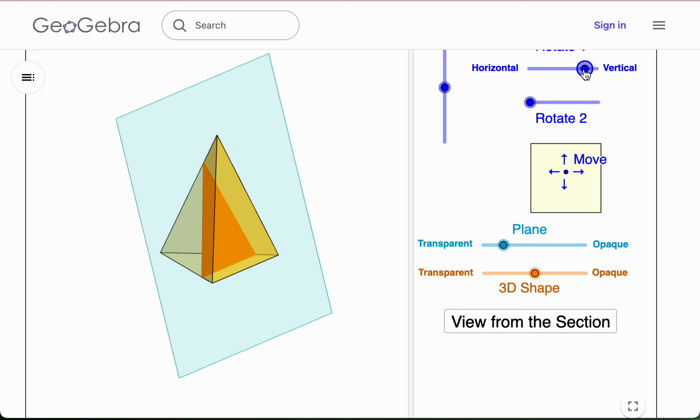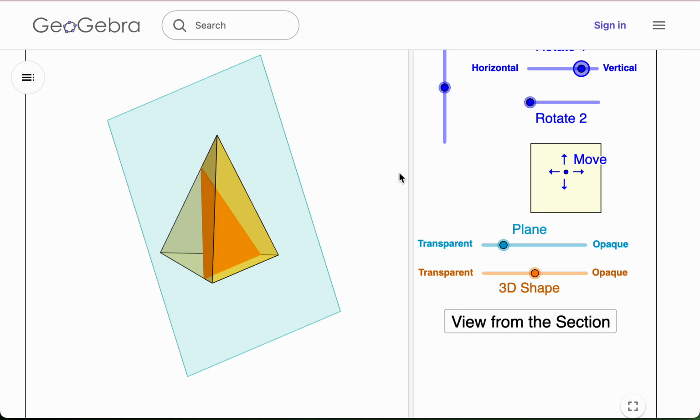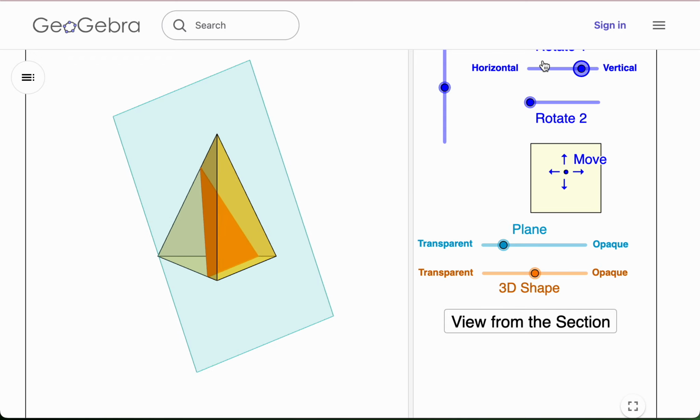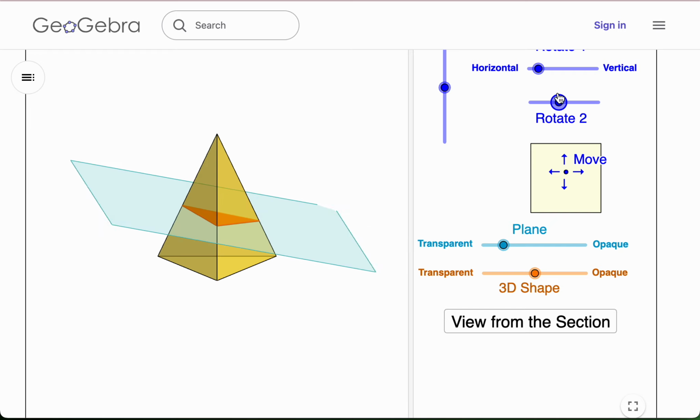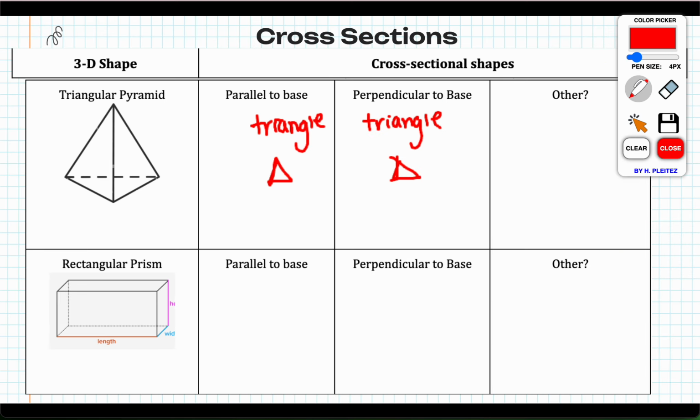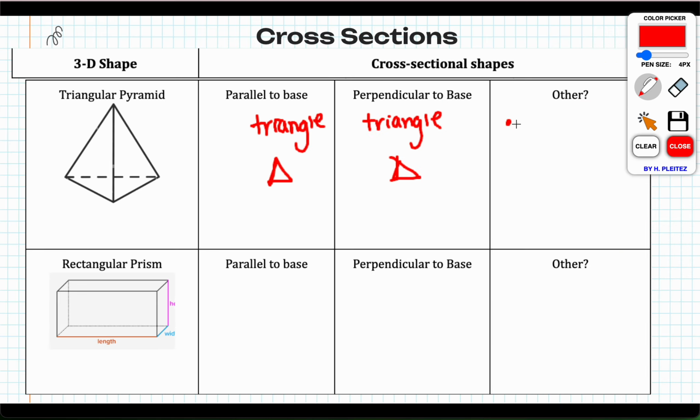Let's make it maybe not fully vertical here. We can see this is interesting. We still have a triangle going. To be honest, I don't really see any other ones. So you guys can go ahead and actually know, hey, there's no other one.